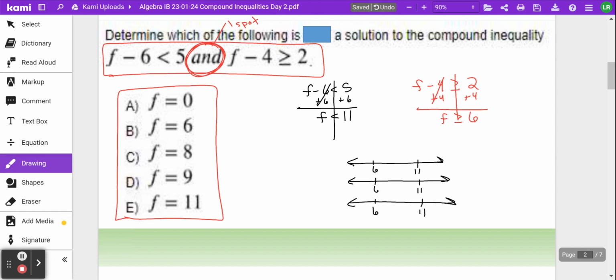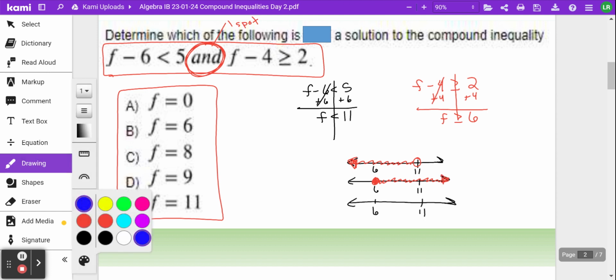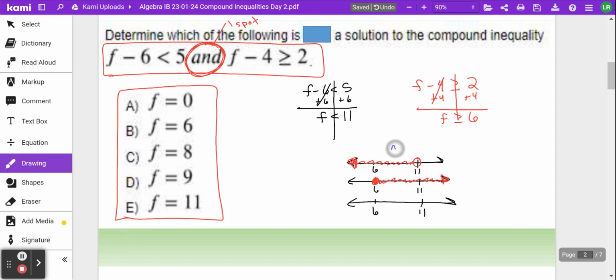For the first one, f is less than 11. That is an open circle on 11, and that one is shaded to the left. For the 6, that is a closed dot on 6, and that one is shaded to the right. So where are they both at? They are both in the middle. So this would be a closed dot on 6, open dot on 11. It's important that we keep those dots the way they are because it does help us with solutions. So that's our solutions visually.